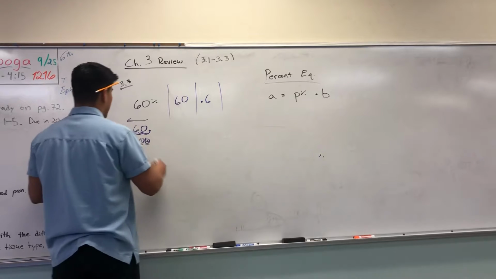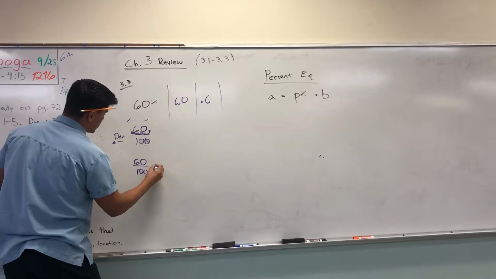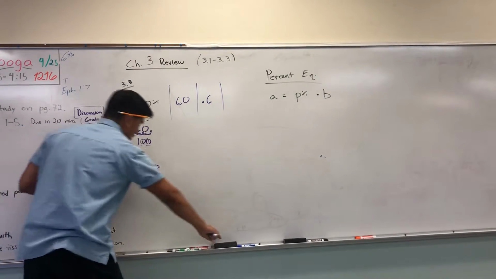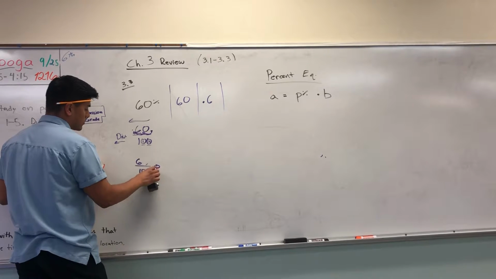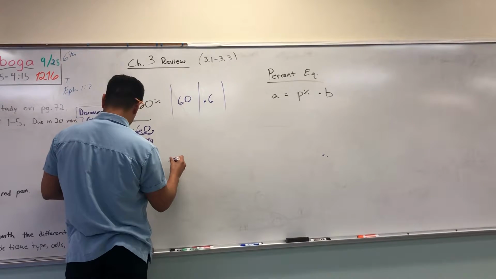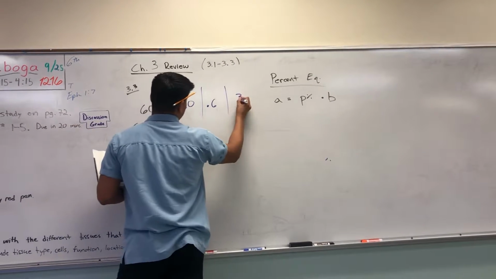Fraction form, basically what you would do is you would take this 60 over 100 and you would reduce it as much as possible. When in doubt, divide by 2. Or just think about the fact that you have a 60 over 100. Whenever you have zeros on top of each other, you can cancel them out. 6 over 10 does reduce into 3 over 5. That's going to be 3 over 5.